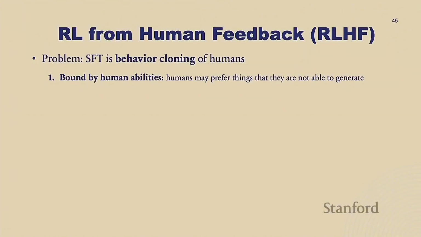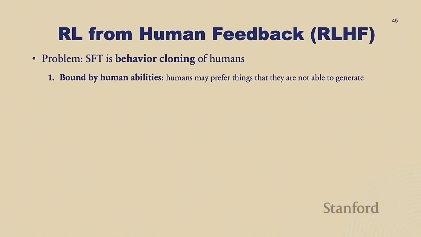Okay, second part of this post-training is what we call reinforcement learning from human feedback, or RLHF. Some of you might have heard of that. The idea is that SFT has a problem, namely that you do behavioral cloning, which means that you just try to clone what the humans would say. And that has many issues. One of them is that you're bound by human abilities.